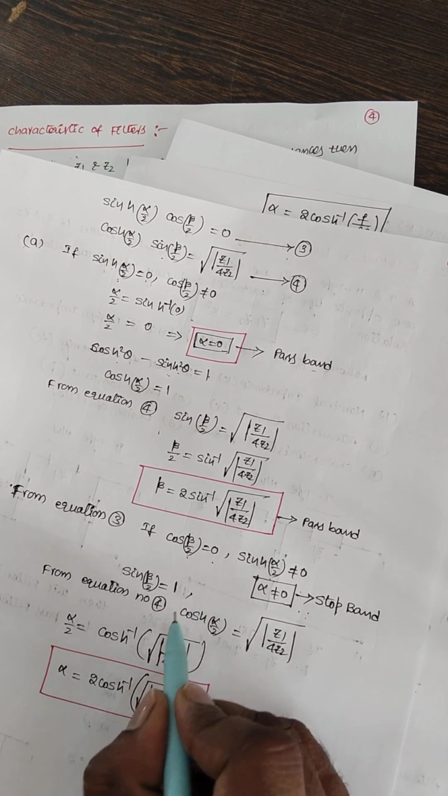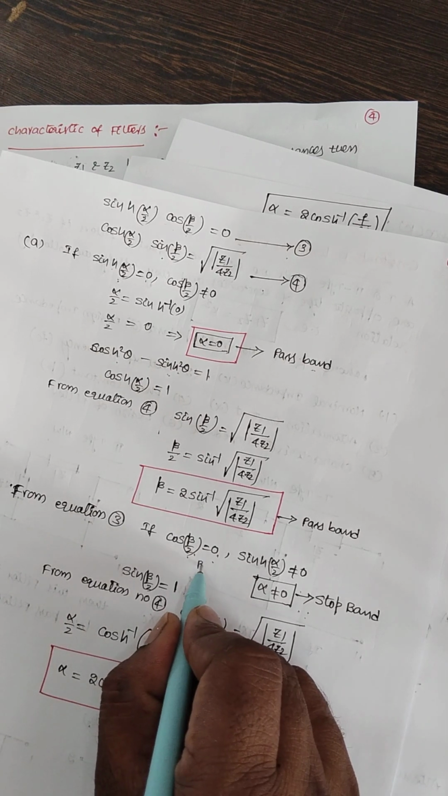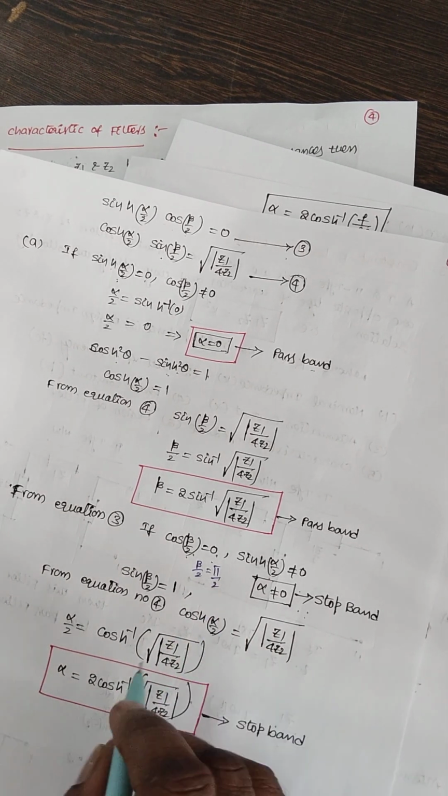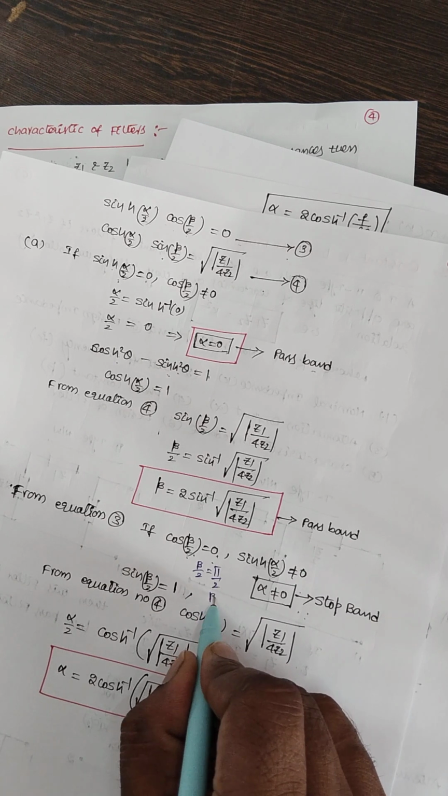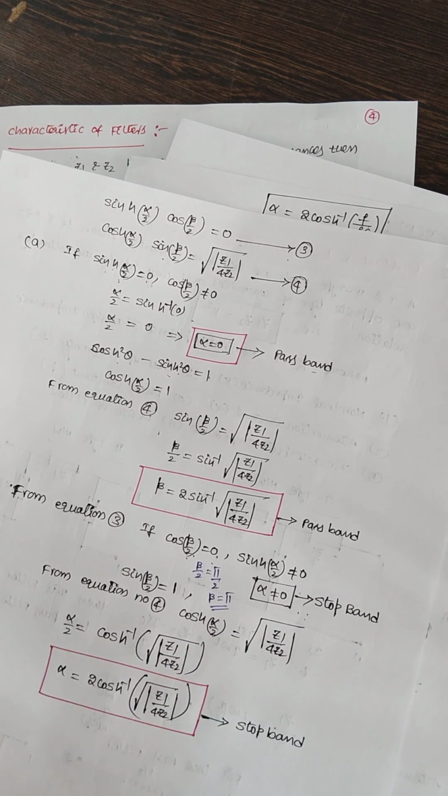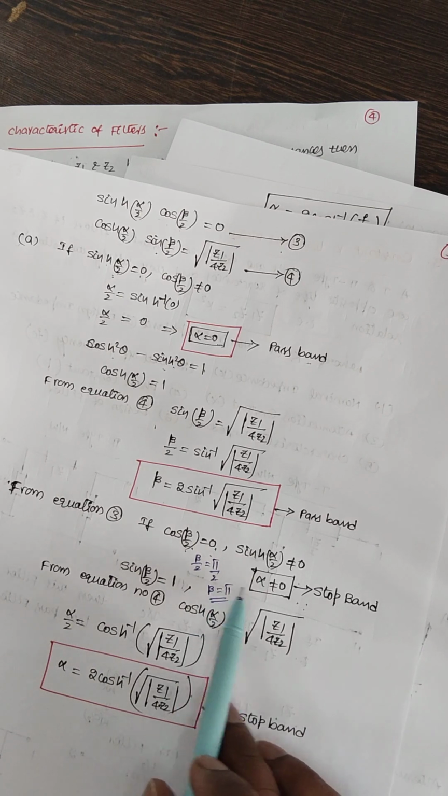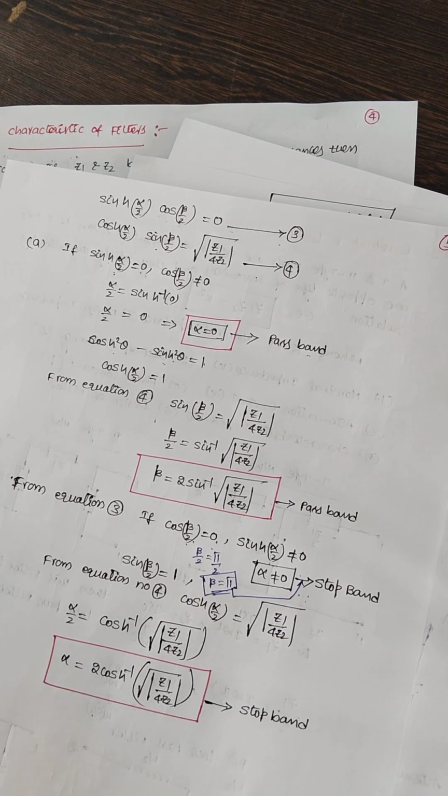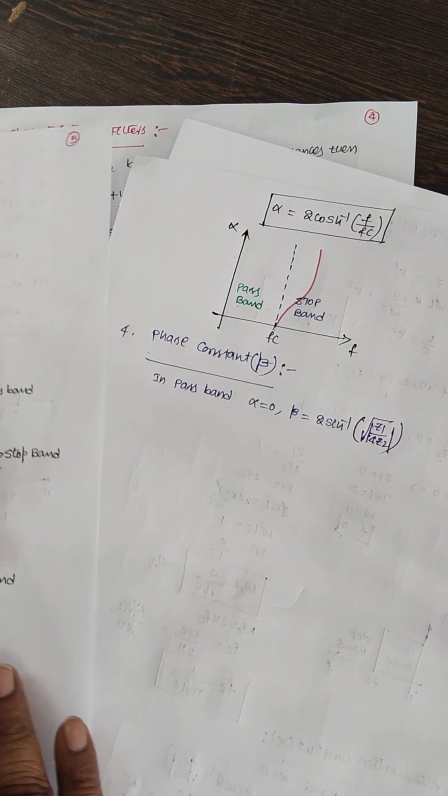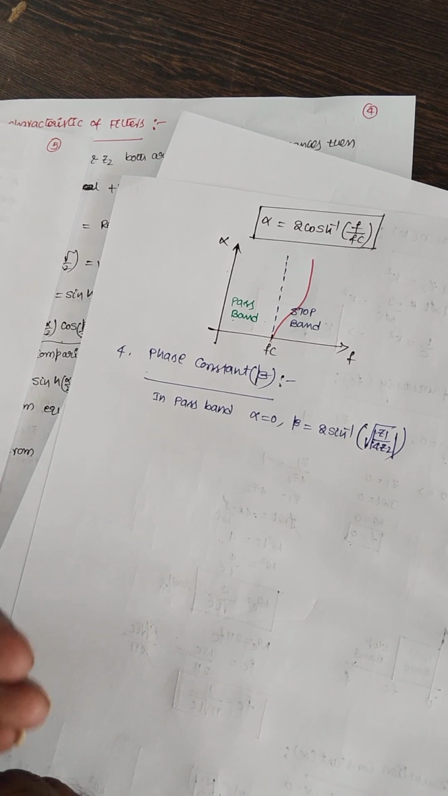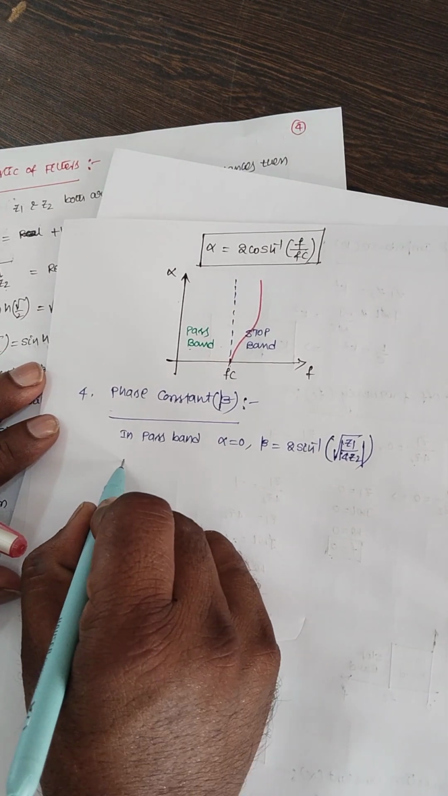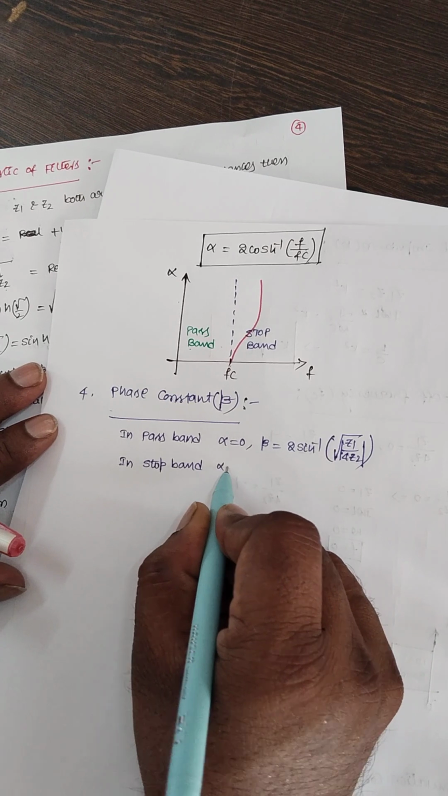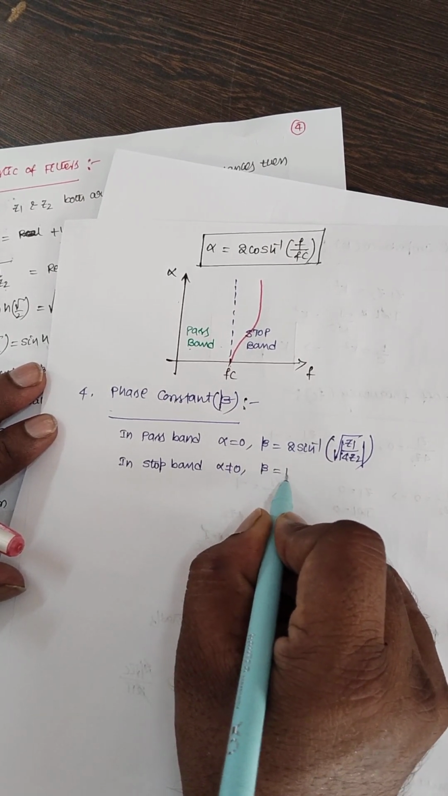Here sin beta by 2 cos beta by 2 is equal to 0, which means beta by 2 is equal to pi by 2. So what is the value of beta here? Beta is equal to pi. So in stop band, alpha is not equal to 0, and beta is equal to pi.